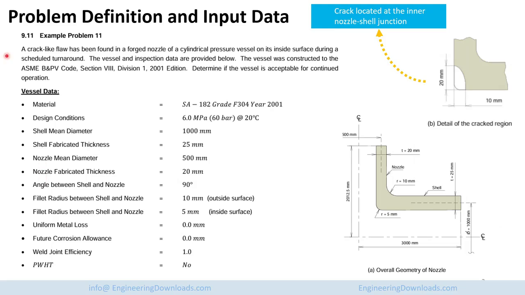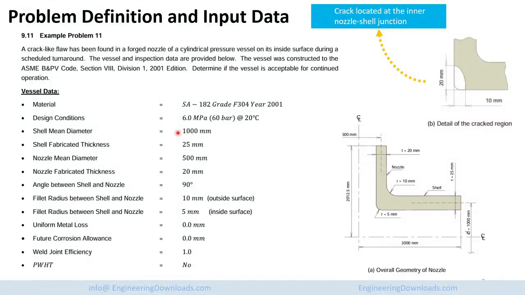Now let me introduce the problem. In this example, a crack-like flaw has been found in a forged nozzle connected to a cylindrical pressure vessel. The flaw is located at the inner nozzle, which is the critical area shown here. The material is SA182 and the design condition is 6 megapascal.